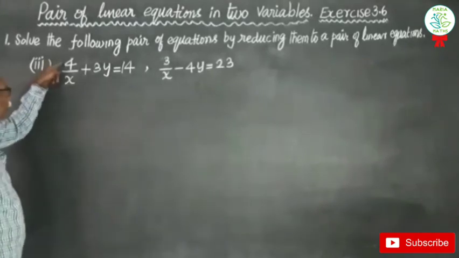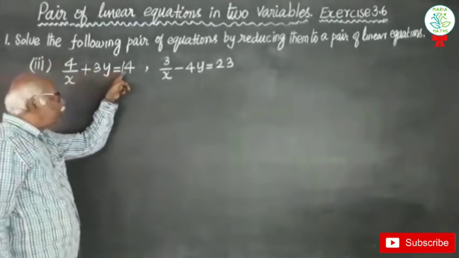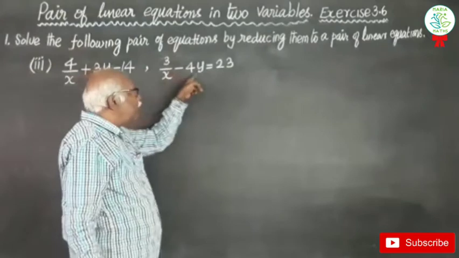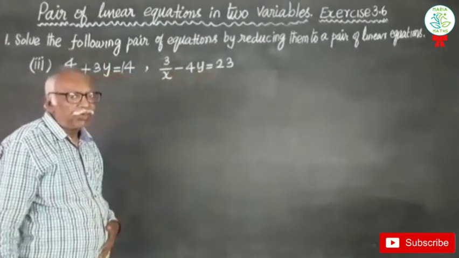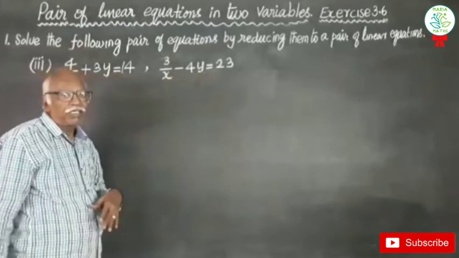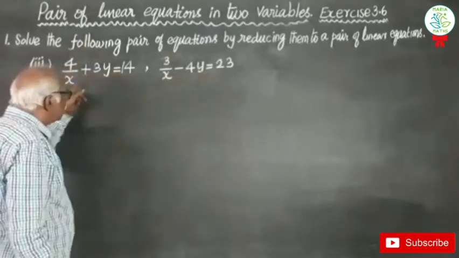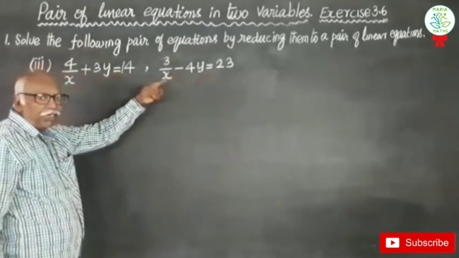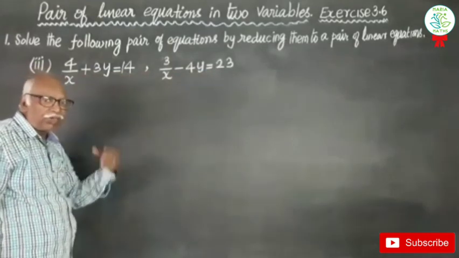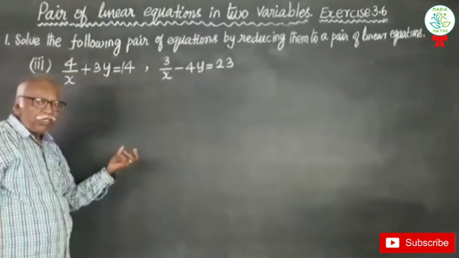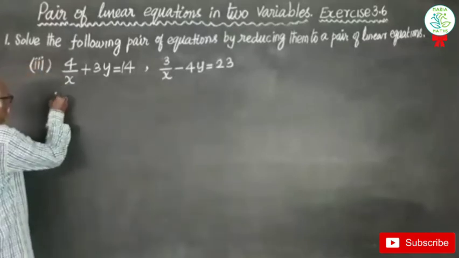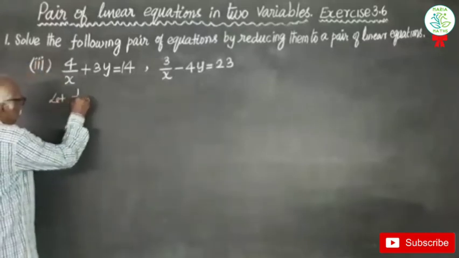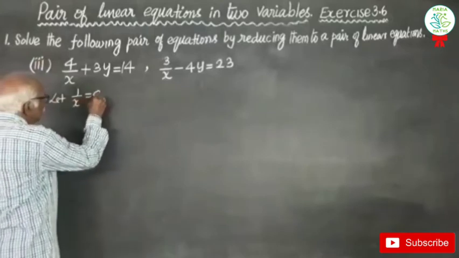Subdivision 3: 4 by x plus 3y equal to 14, 3 by x minus 4y equal to 23. Even though it is not a linear equation in two variables, it is a pair of equations because x is the denominator, here x is also denominator. To convert it to a linear equation in two variables, we have to do some proper substitution. The proper substitution is 1 by x is equal to a.